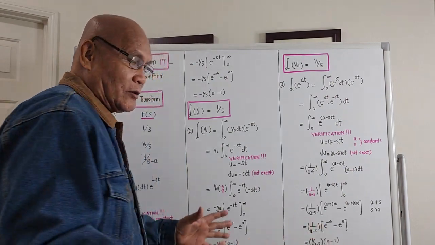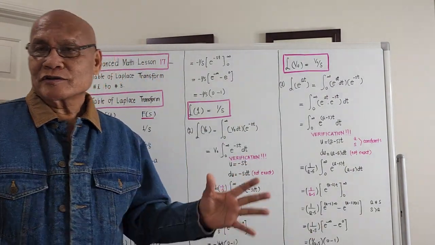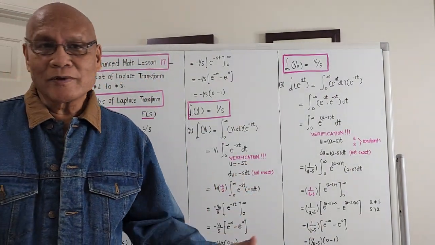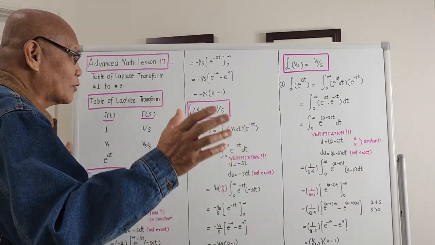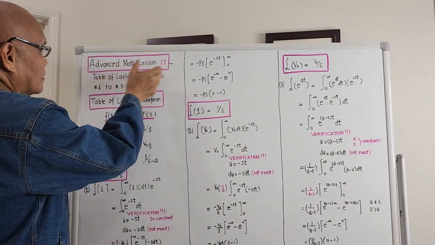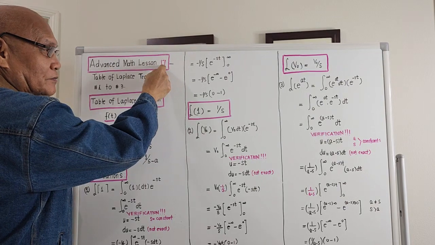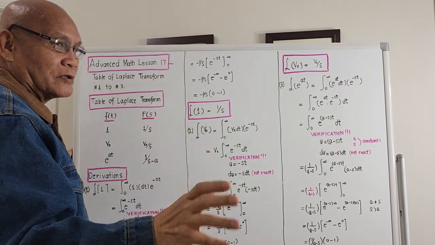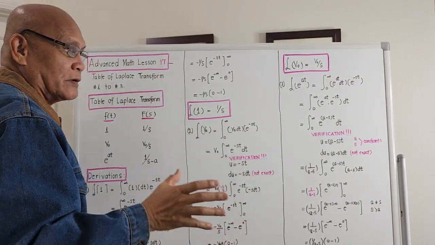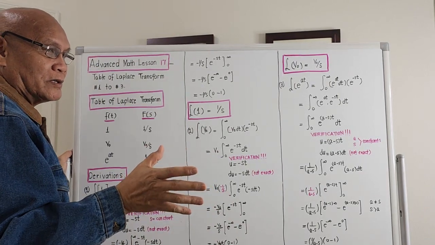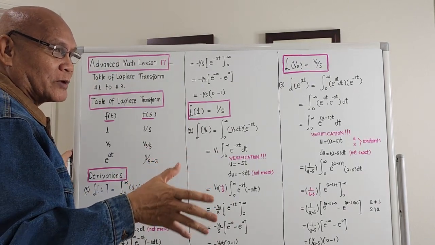My lesson for tonight, or for this morning, is actually March 8. It's around 2 a.m. in the morning. My lesson for this morning will be Advanced Mathematics, lesson number 17, and the subject matter is very interesting. This is one of the interesting topics on Advanced Mathematics.